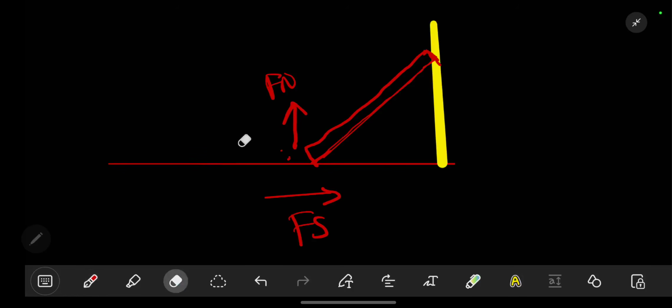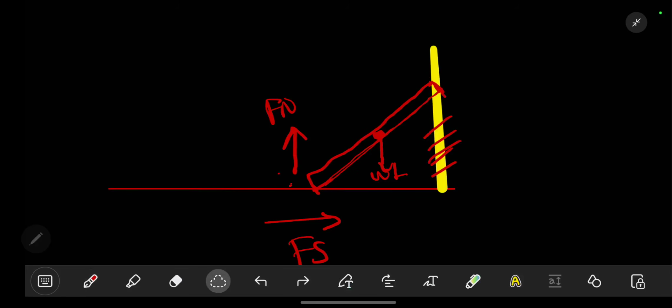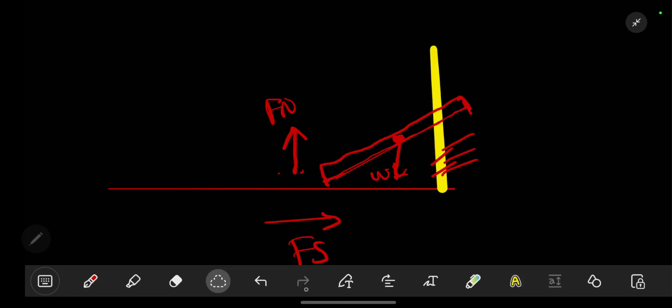Therefore, if the ladder is uniform, most of its weight will be concentrated at the center, pushing down like that. This will be the weight of the ladder. Then we also have the wall. If this wall is weak, the ladder can break the wall and enter like that. This is what is going to happen.